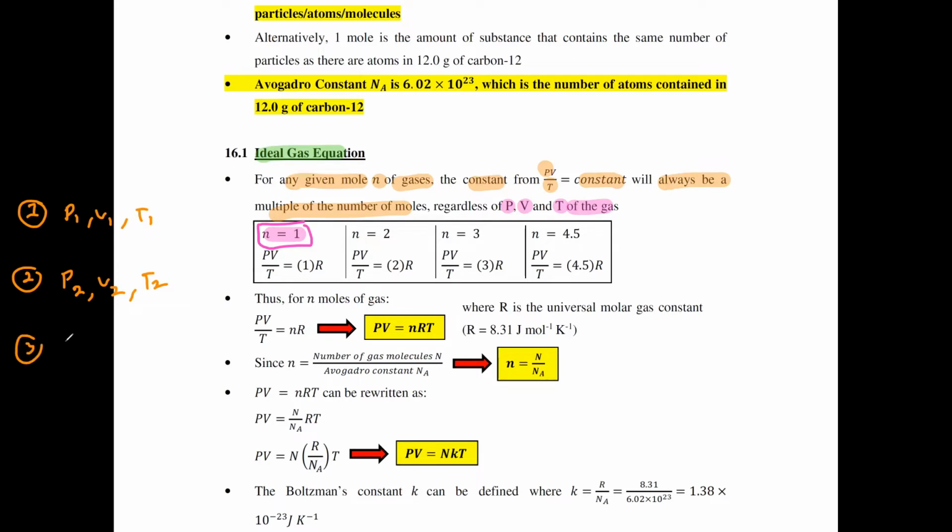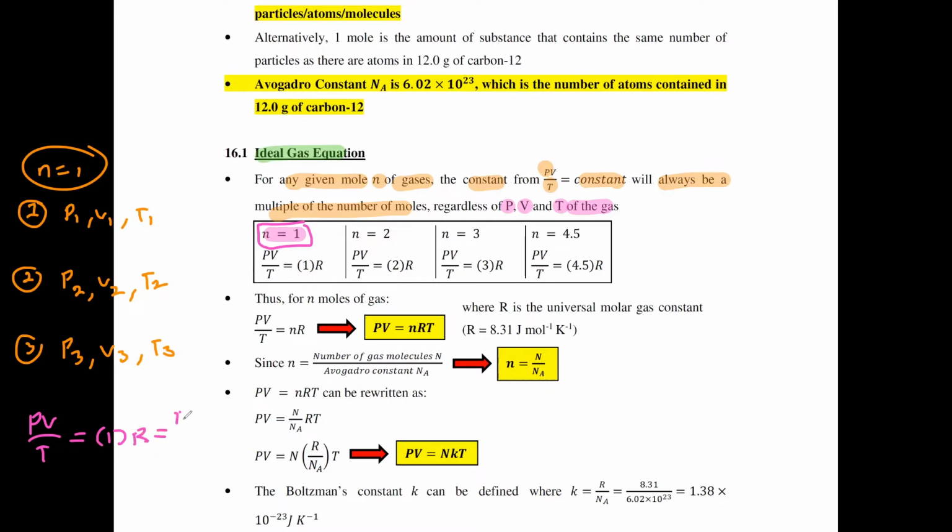And then another case, you have P3, V3, T3. Now here, this one is you do for 1 mole only. And then you go and did something to the gas by changing the pressure, the volume, the temperature. So what they found was that no matter what you do to that gas, the PV over T would always be equal to some sort of constant. It will be, in your case, 1 times of R. Okay.